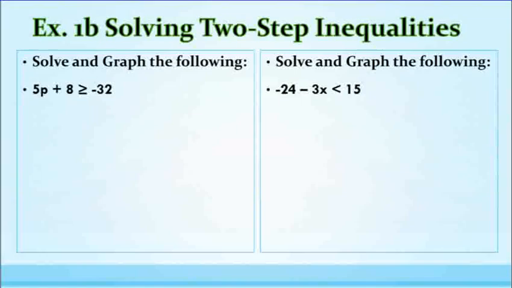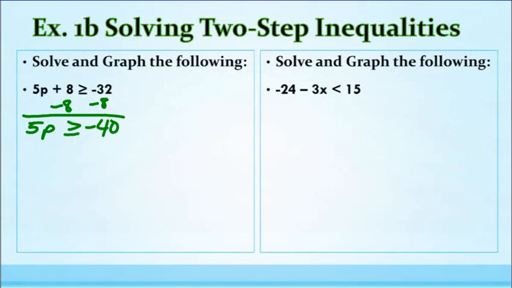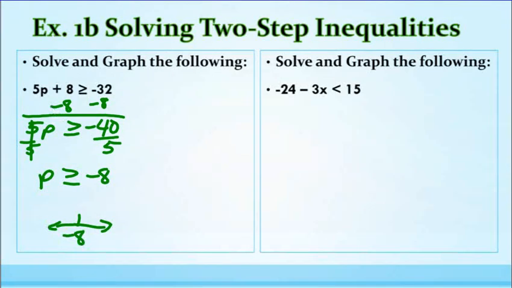Next one, 5p plus 8 is greater than or equal to negative 32. Subtract 8 on both sides. I get 5p is greater than or equal to negative 40. To get p by itself, I divide by 5. And I get p is greater than or equal to negative 8. And then graphing it, need a filled-in circle on negative 8. Greater than means going to the right.